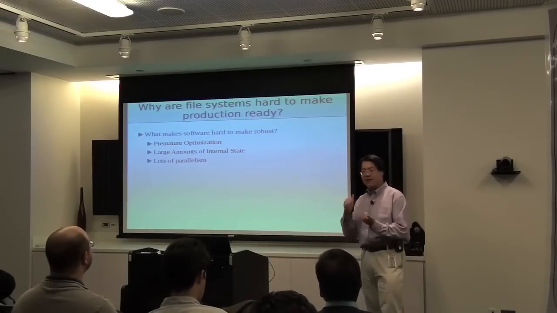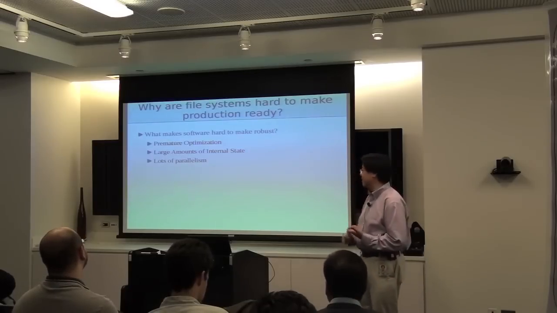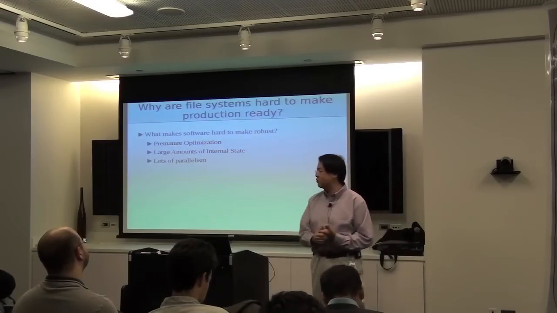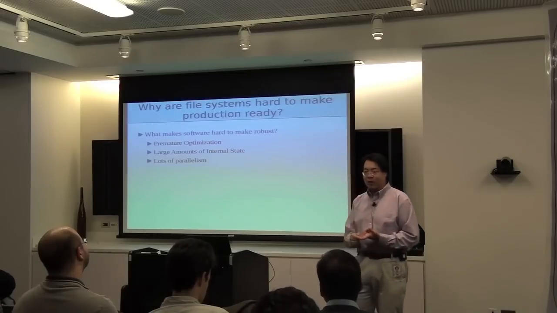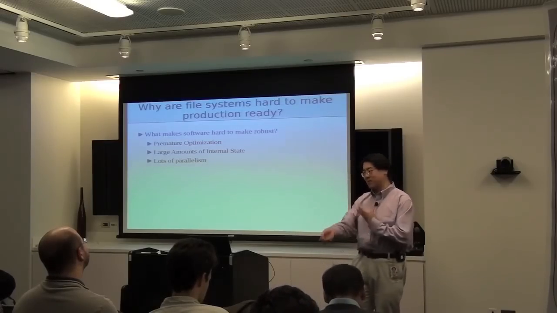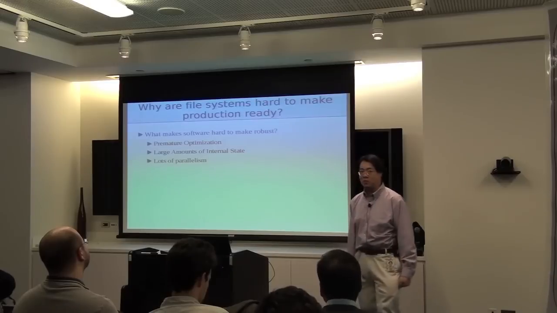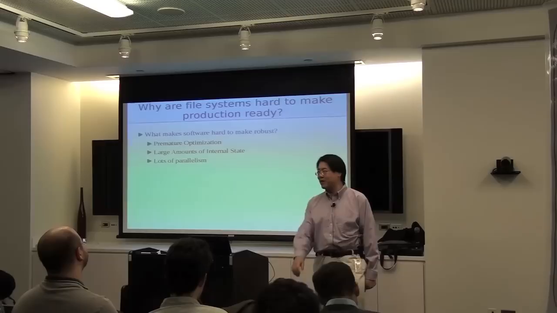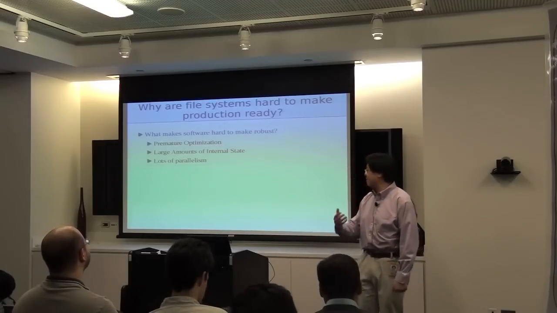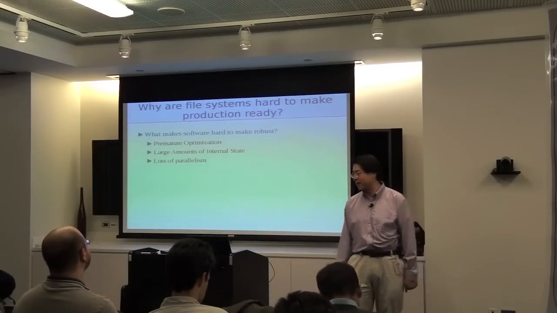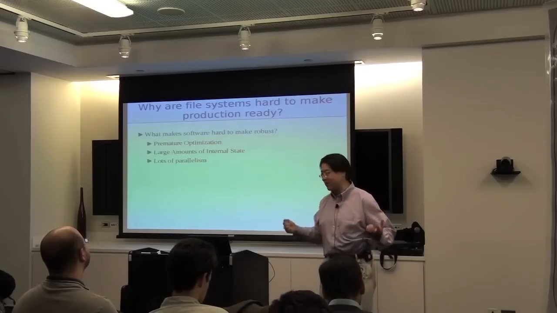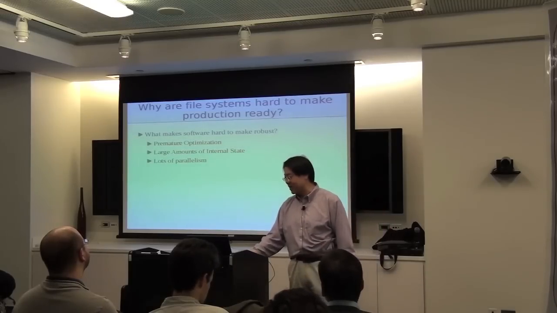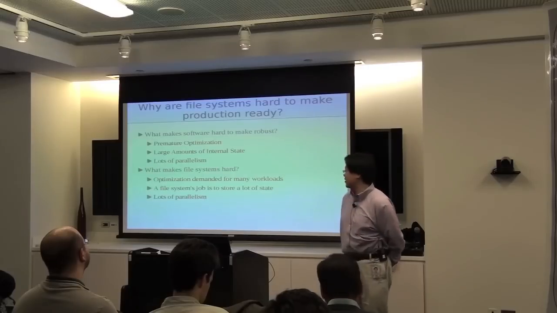Premature optimization, right? You make your code complicated, ample opportunities to make mistakes. The code needs to be fast, but there's usually a trade-off associated with that. Internal state is a great way to add additional complexity and make things really, really hard to debug. And parallelism, right? Another great thing that makes things harder. All right, so what makes file systems hard?